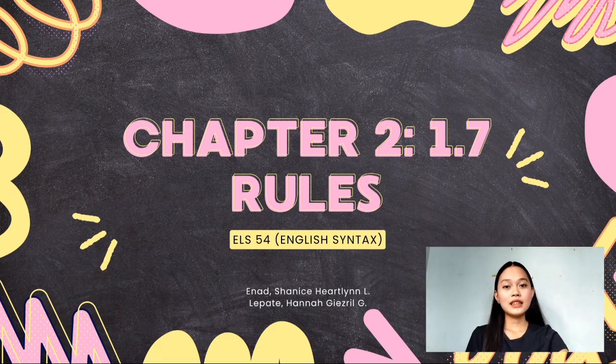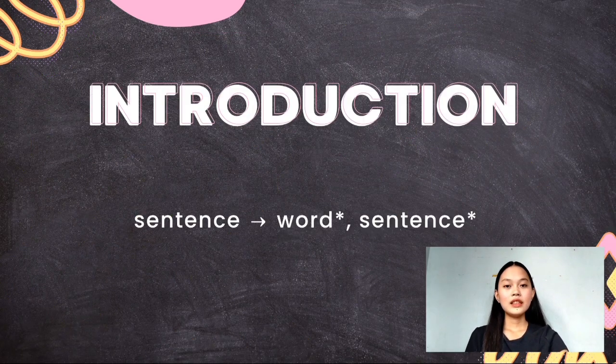We will be discussing section 1.7 of chapter 2, which is the rules. In this section, we're introduced to a kind of rule that explains how sentences can be built. Specifically, it looks like this. This rule tells us that a sentence can be made up of words or even other smaller sentences. Now, this rule is not the most accurate rule out there, but it serves a bigger purpose. It gives us a general idea on how a sentence can be made up of constituents.